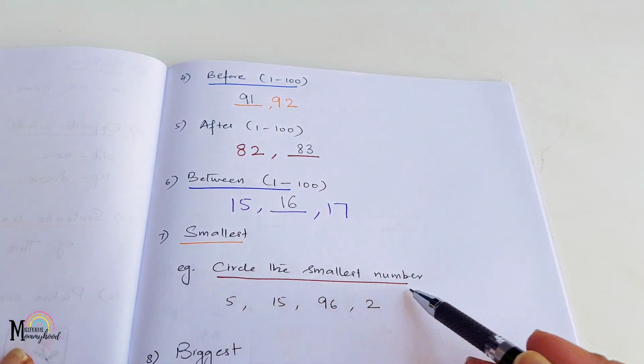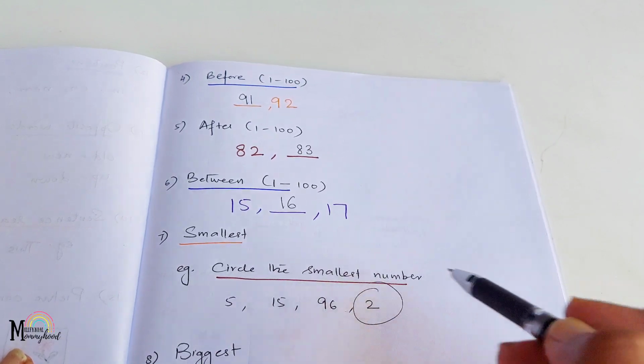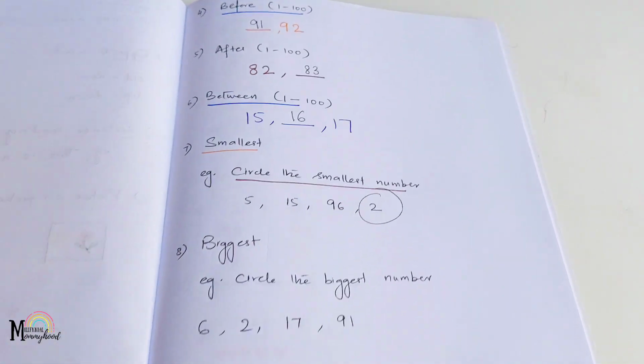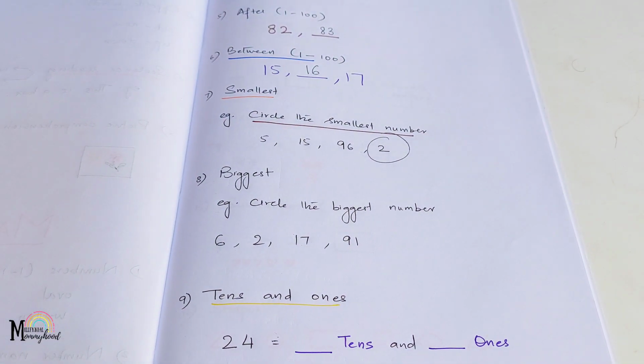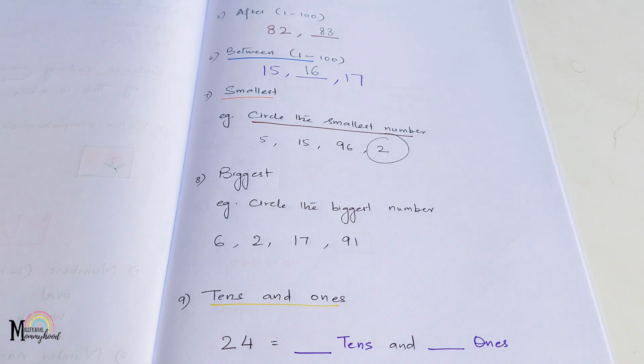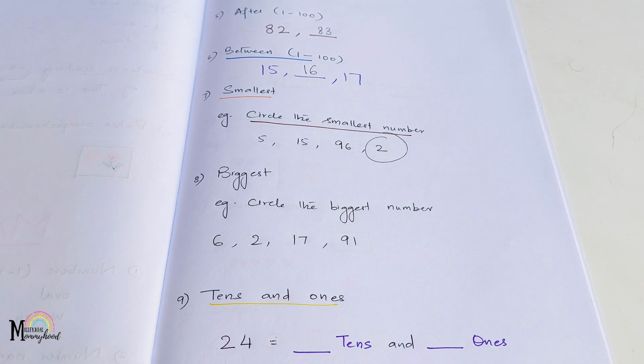Then comes smallest, so you have to circle the smallest number out of the ones which are given over there. Then comes the biggest, wherein you have to circle or underline or cross out or put a tick or whatever it is asked, the biggest number out of the set that is given to you. These are simple ways of teaching children about the numbers, how big numbers are, how small numbers are, and so on, because eventually they have to even understand how to arrange these numbers in ascending and descending order. So that is why this kind of awareness is very important. All these things are done for numbers less than 100 and never more than 100 at this level of class.